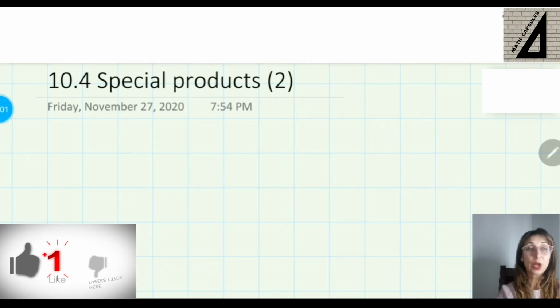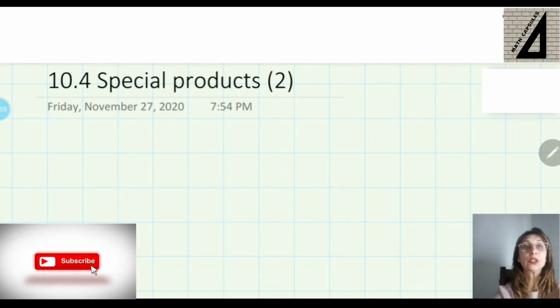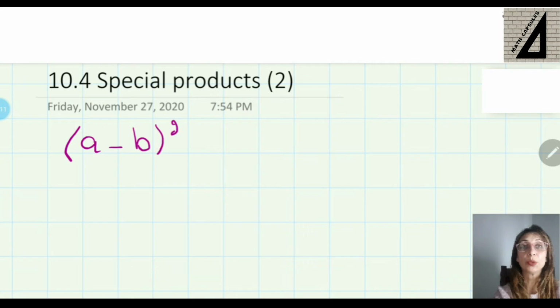Hello my dear students, continuing our lesson about special products. Today we will talk about (a minus b) power 2. How do we solve (a minus b) power 2? In the last video we learned the square of the sum of two monomials. In this video now we are going to learn the square of the difference between two monomials.